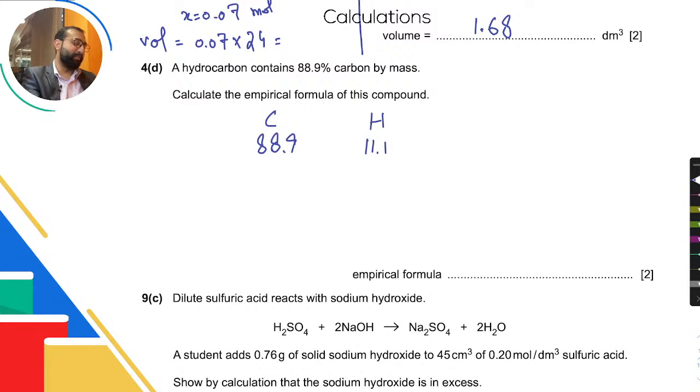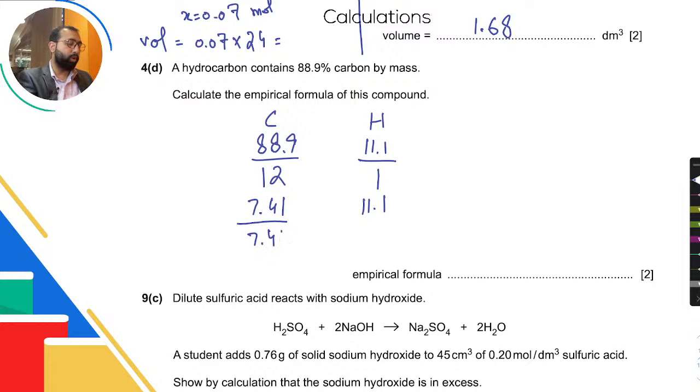Alright, so we divide by 12 and by 1 because we want to figure out the number of moles of each. When we do that, 88.9 divided by 12 is 7.41, and the other is 11.1. Now I'll have to take the ratio, dividing by the smaller number to find the simplest ratio. When I do that, here I get 1, but over there I'm getting 1.5.